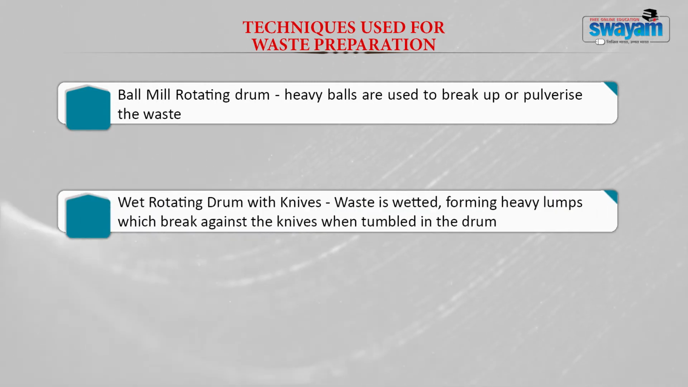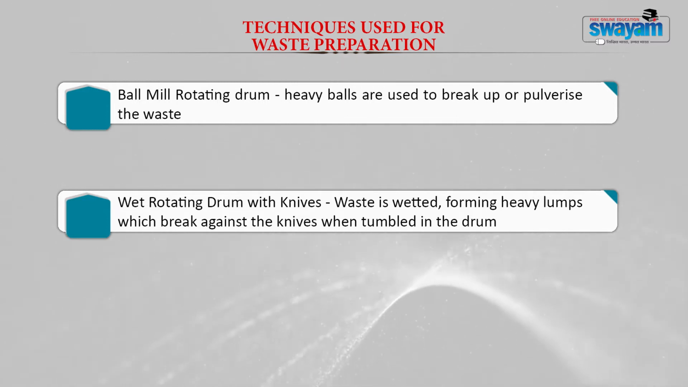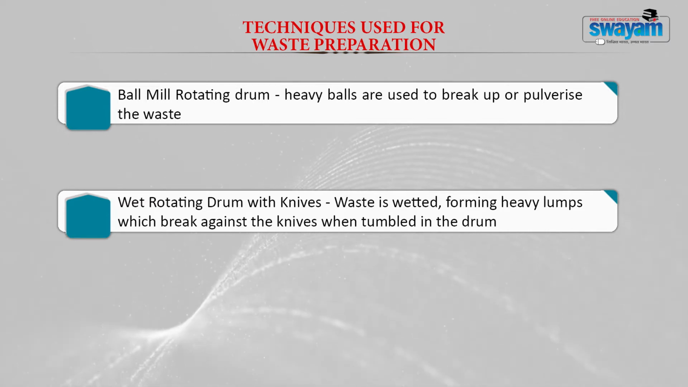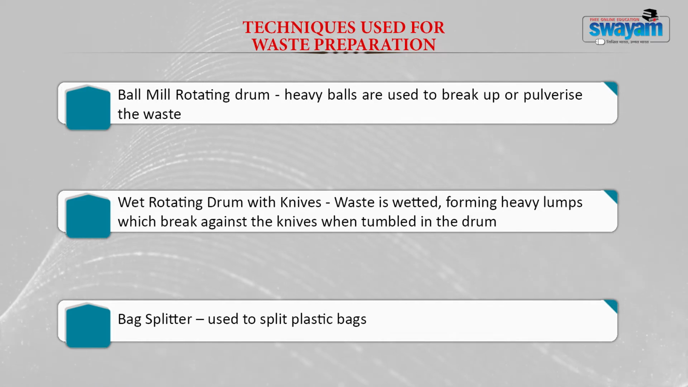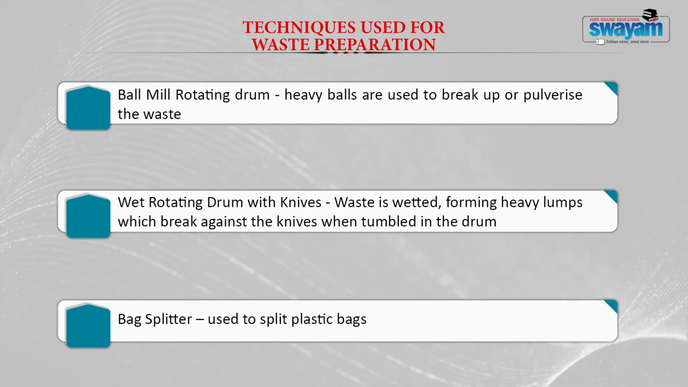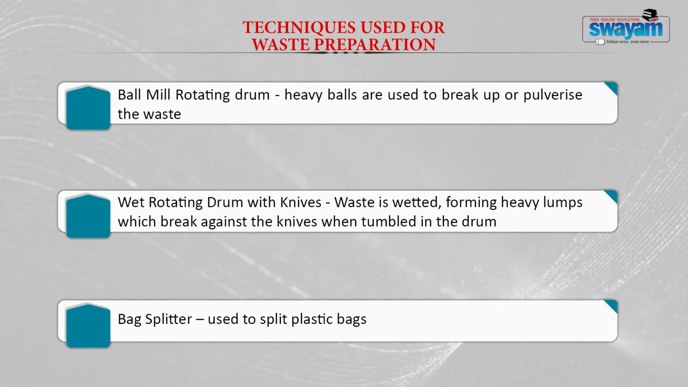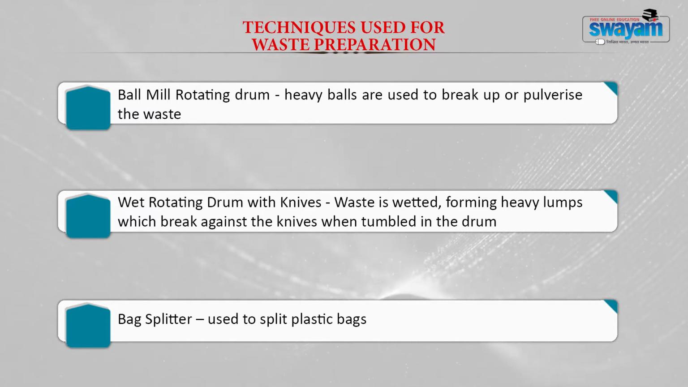Wet rotating drum with knives are also used for preparing your waste. Here the waste is wetted, then the lumps of waste that are formed will be broken with the knives, which are tumbling in the rotating drum. Then again you have a bag splitter. Now, the role of the bag splitter is to just break open the plastic bags, not to reduce the size.